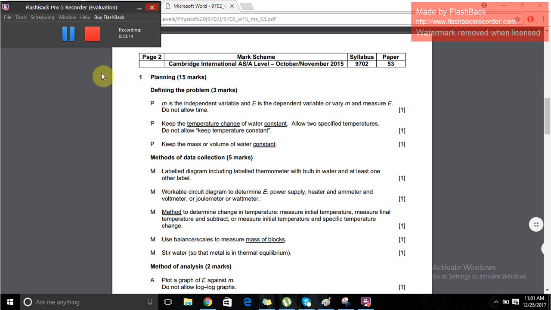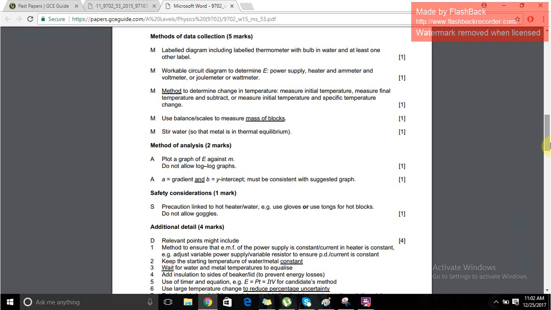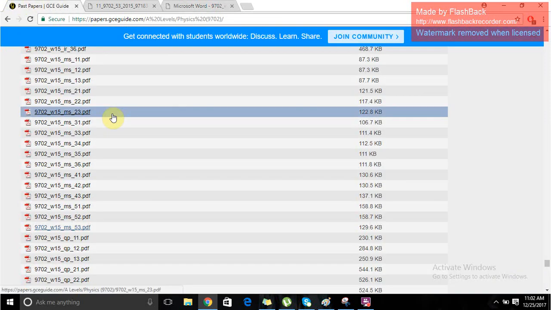So basically you just write all the things you missed out. I'd write stirring water for the sake of achieving thermal equilibrium, and I'd write tongs because then I might remember the name and what it was linked with. I'd write use of large temperature change, for example, to reduce percentage uncertainty, because I always forget this particular point about reducing percentage uncertainty. See, and this really works out for me, leads to improvement, a lot of it.